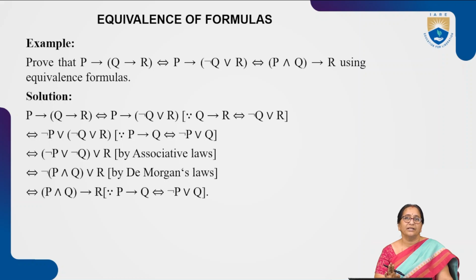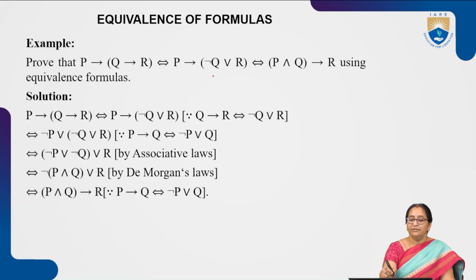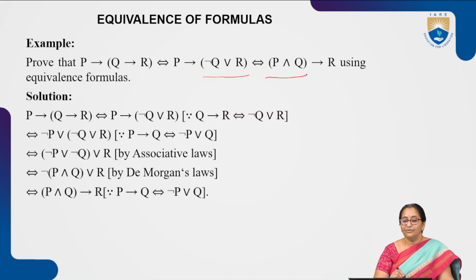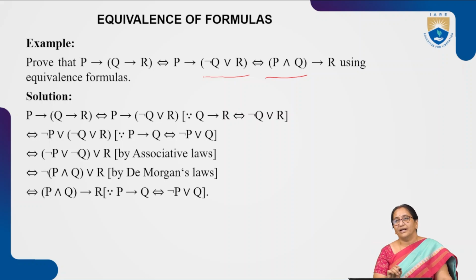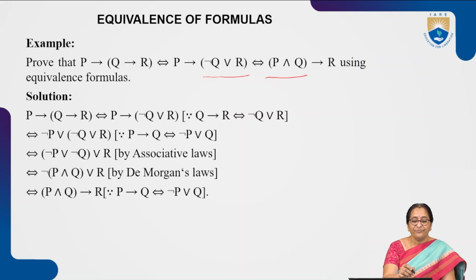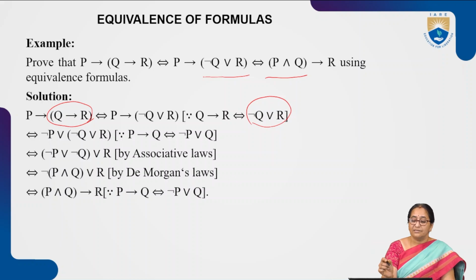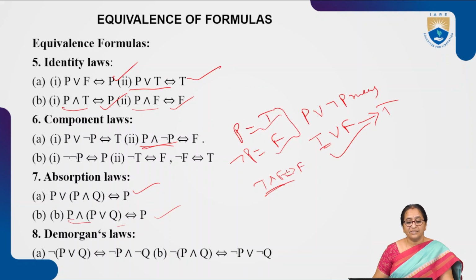Now we need to prove that P → (Q → R) is equivalent to P → (¬Q ∨ R), which is also equivalent to (P ∧ Q) → R, using the equivalence formulas. We know P → (Q → R); this Q → R value is, based on the equivalence formulas, ¬Q ∨ R.